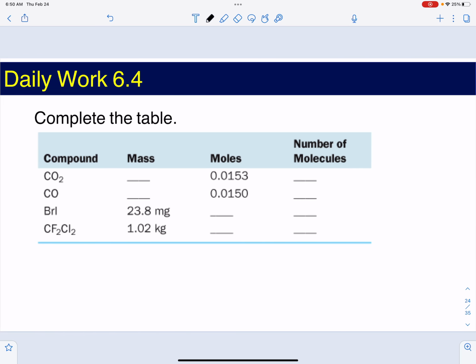So now you're ready for your daily work. So everything we just covered so far, you should be able to do it on this table. So given the moles, can you find the mass? Given the moles, can you find the number of molecules? Given the mass, can you find the moles and then the number of molecules? Can you do it when we have prefixes involved? And so on and so on. So this table should give you enough practice for everything we did on this section.